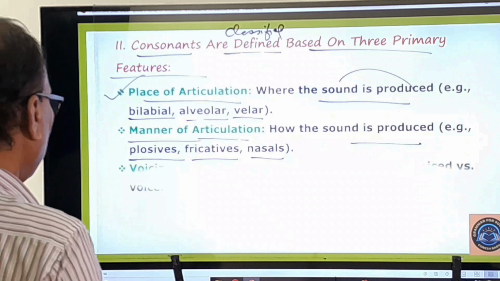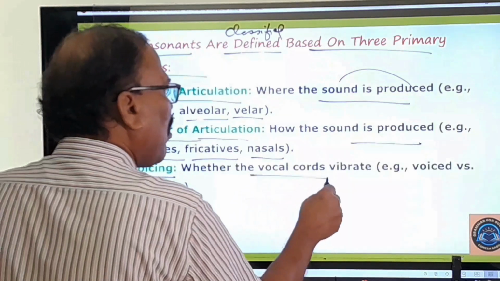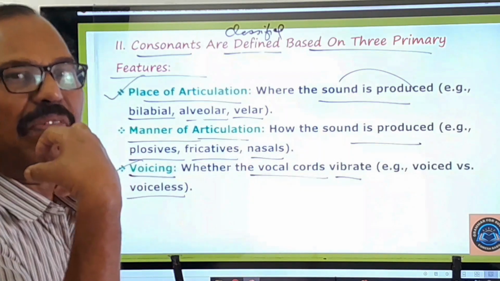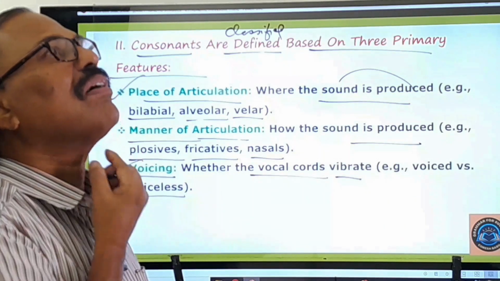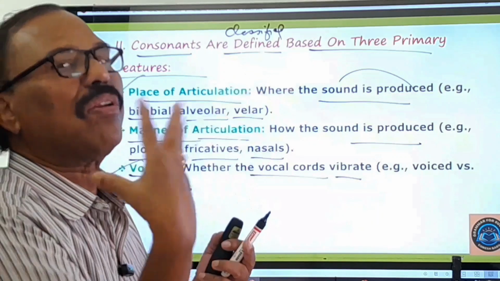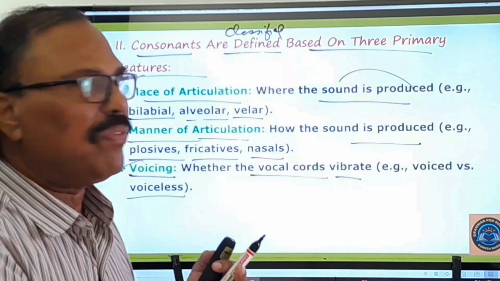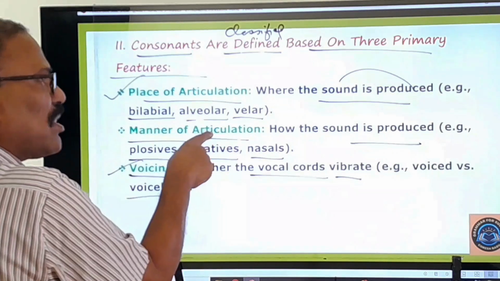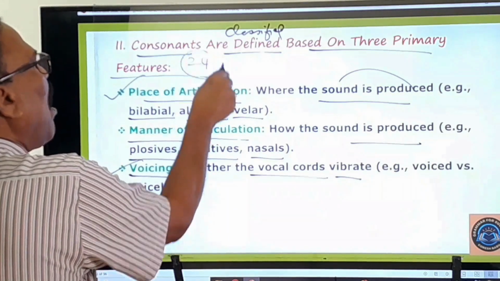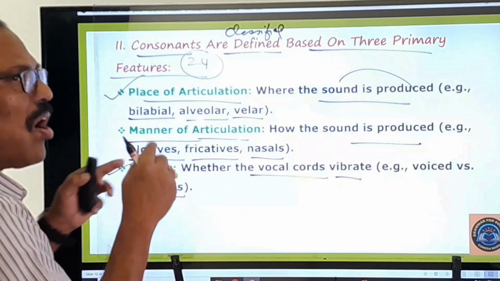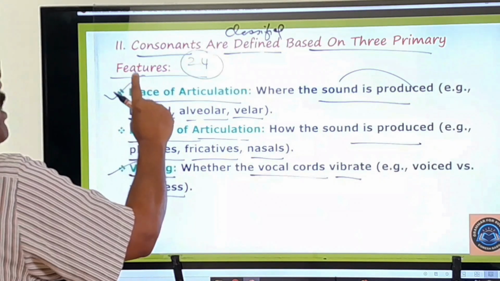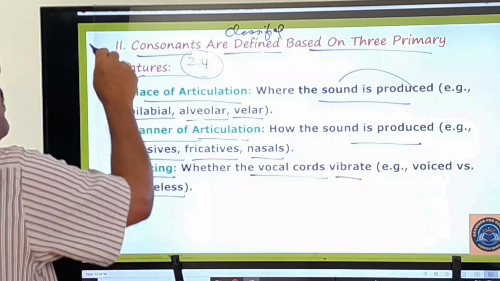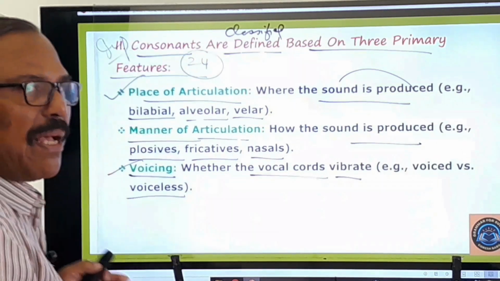And here you go to the last point, voicing: whether the vocal cords vibrate, voiced or voiceless. When you pronounce certain consonantal sounds, the vocal cords may or may not vibrate. Depending on that, these consonantal sounds are also classified. In this way, the 24 consonantal sounds are classified on the basis of place of articulation, manner of articulation and voicing. Please keep this a very, very important point from your examination point of view.